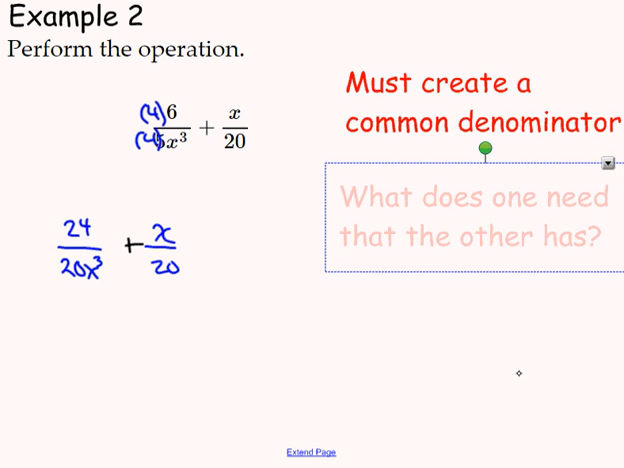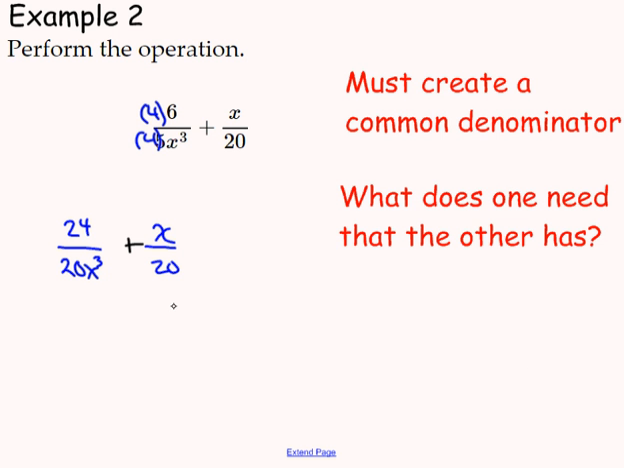All right, now, what does one need that the other has? Well, this one needs an x to the third. This one has an x to the third. So I need to multiply this by x to the third, and I'll have to do the same on the top. Now I'll have the same denominator. So doing that, I get 24 over 20x to the third plus x to the fourth. Remember, x to the 1 multiplied by x to the third is x to the fourth over 20x to the third.